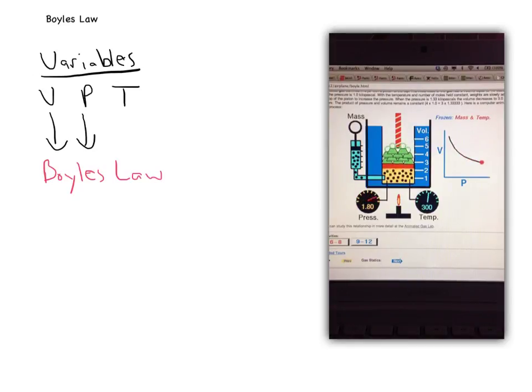And we can see that as the temperature is kept constant, as the volume decreases, the pressure increases. It's an inverse relationship. We can watch it one more time. Again, we can see pressure increasing as the gas gets crushed.